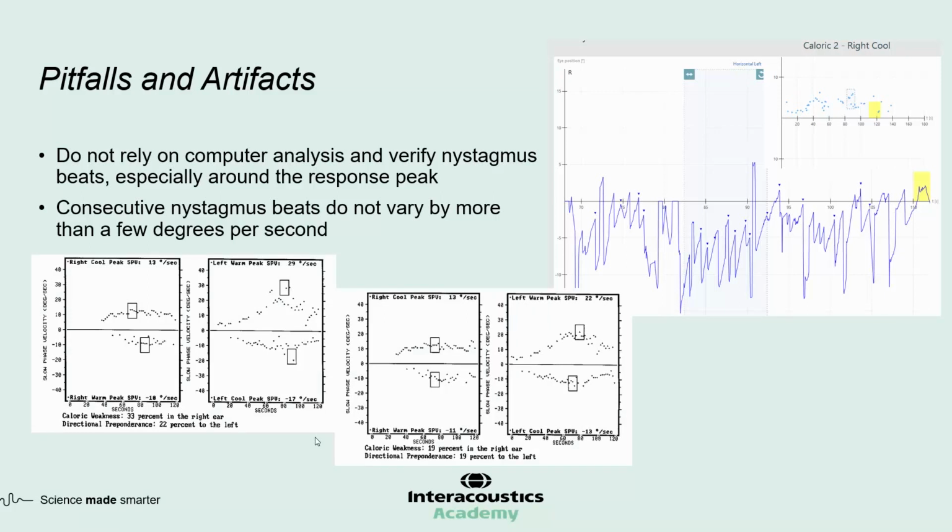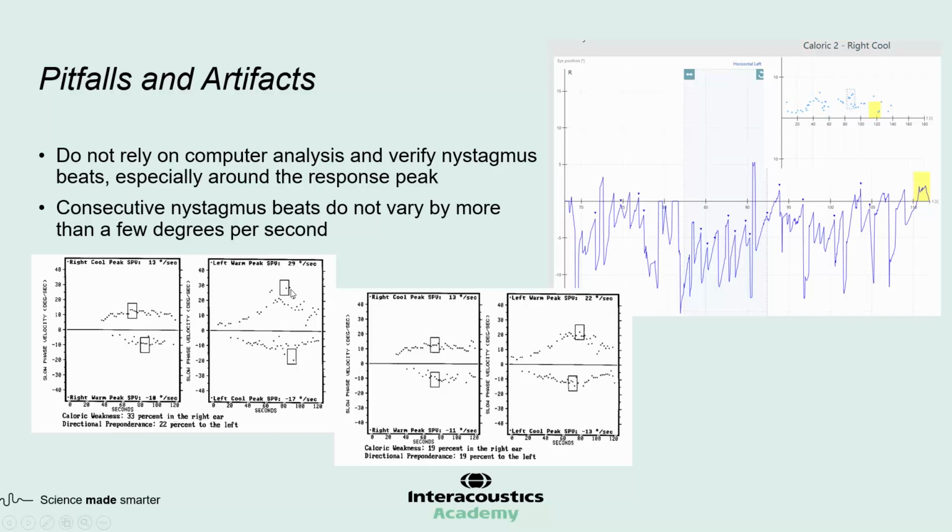The consequence of not cleaning up: you see this is an old caloric test, and it doesn't look horribly noisy, but you look at a few points here that look like outliers that the computer has picked, and as a result the caloric weakness is determined to be 33%.